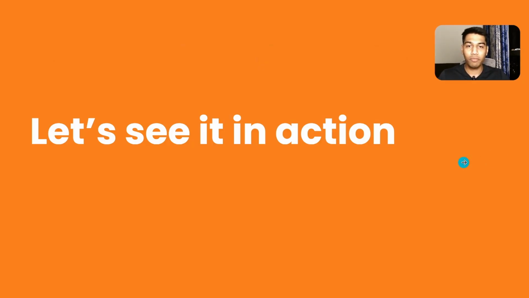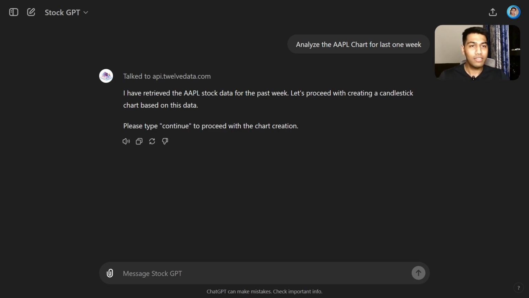Okay. Now I'm just going to show you one of my favorite creations. This is Stock GPT. It has a very simple logic. It gets the latest stock data from an API. An API is nothing but something that takes data from a real-time website. For example, I asked it to get the data about the Apple stock for the last 1 week. As soon as I asked that, it asked me, I have got the data. Do you want me to continue?